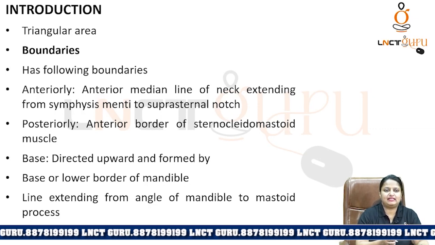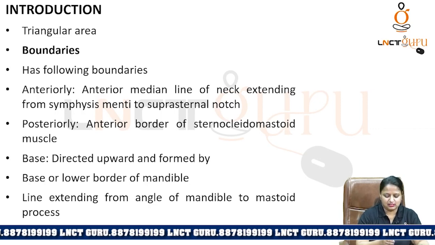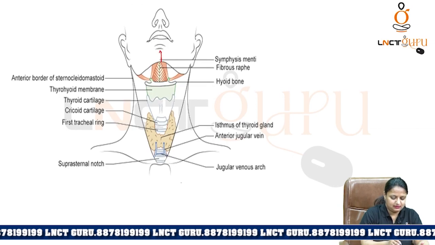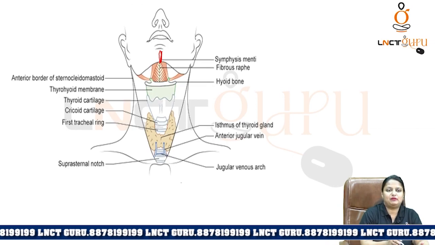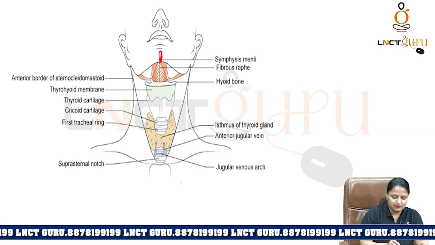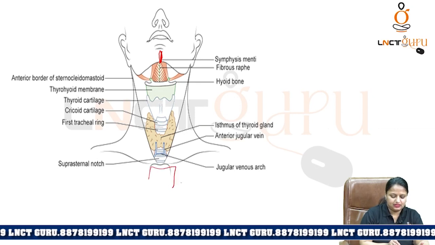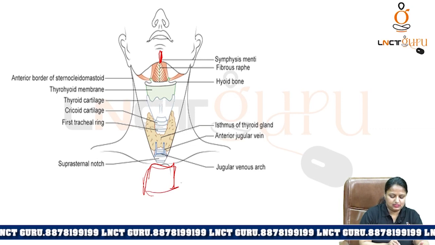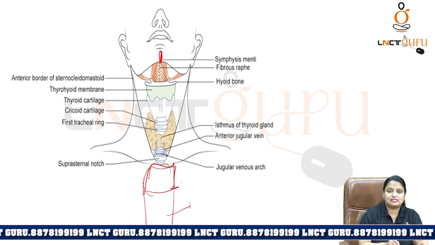This is the anterior median line of the neck, extending from the symphysis menti to the suprasternal notch. It starts from the symphysis menti. I would like to show you in this diagram the line where both sides of the mandible join. This is called the symphysis menti. And here we have the manubrium, and below it we have the body of the sternum. So this bone is called the sternum.